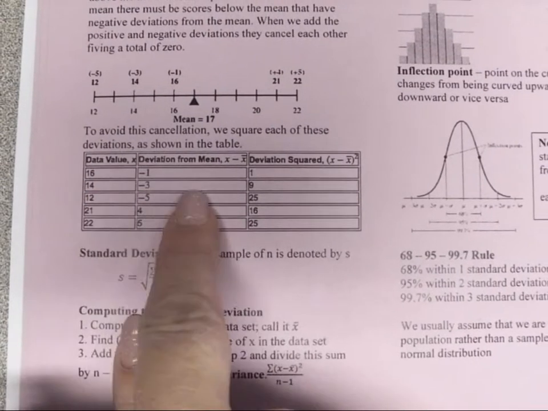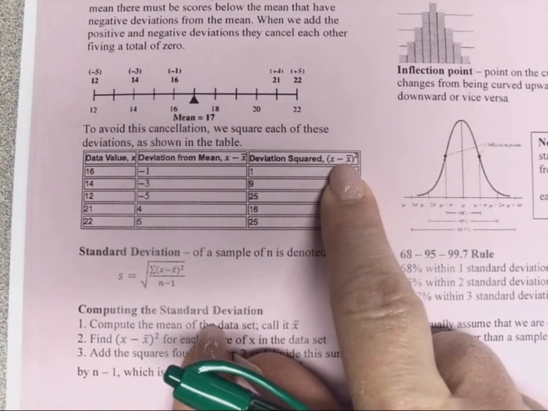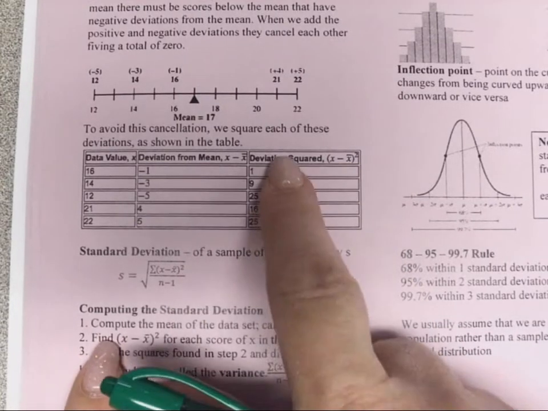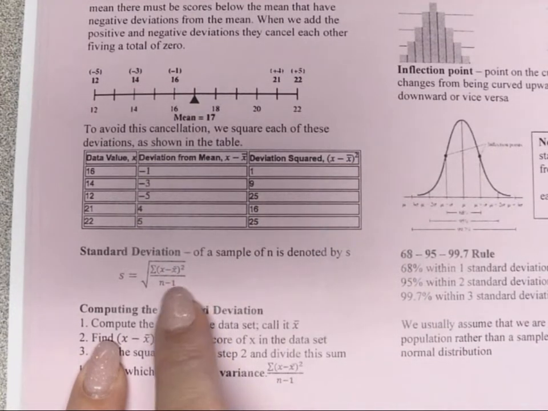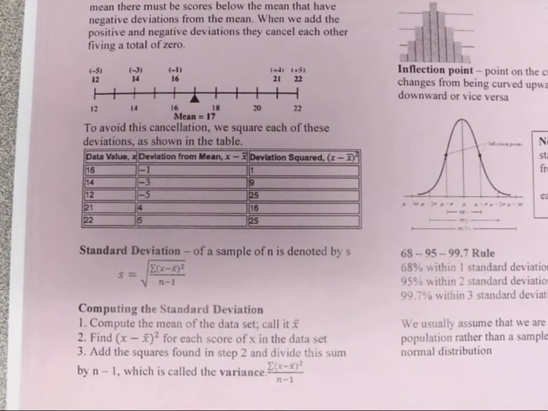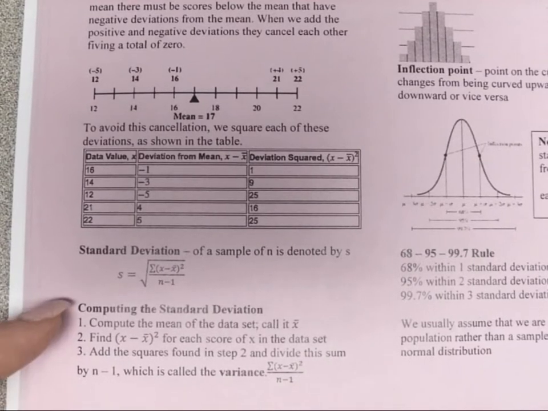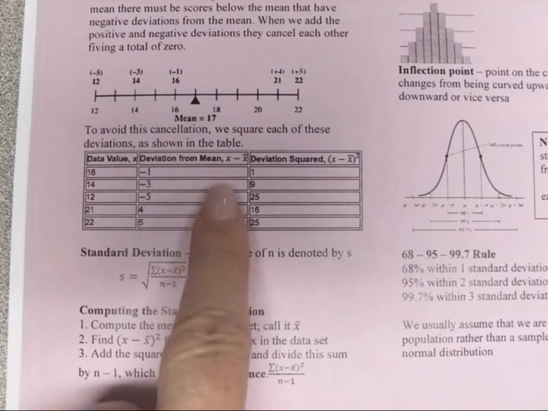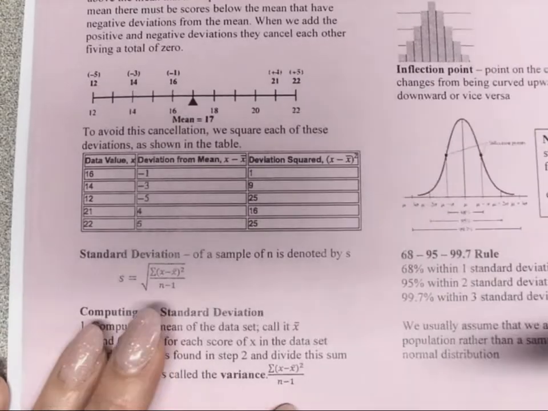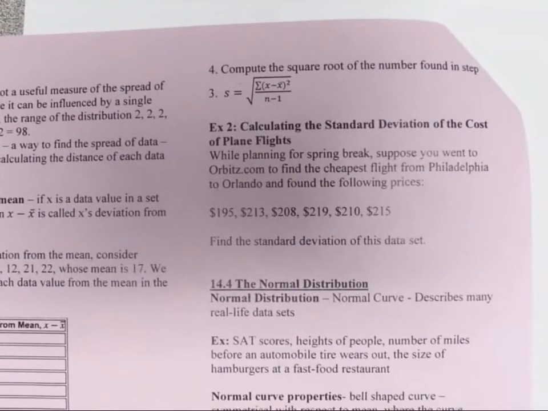So you set up the table, total these up and put the total here, and then divide by 1 less than n. To compute it, we're going to do the same steps we did up here. So let's actually go find the standard deviation.